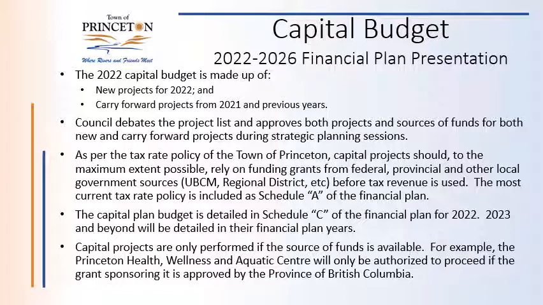So as I said before, the project list is approved by council during strategic planning sessions, and moving forward through the budget process, things will get added and things will get removed. We do try to the maximum extent possible get our capital projects funded through senior levels of government and through user pays, through other sources of local government funding, UBCM, through our partner at the regional district, before our tax revenue is used. The current tax rate policy we'll review is Schedule A, pointing out a couple of highlights.